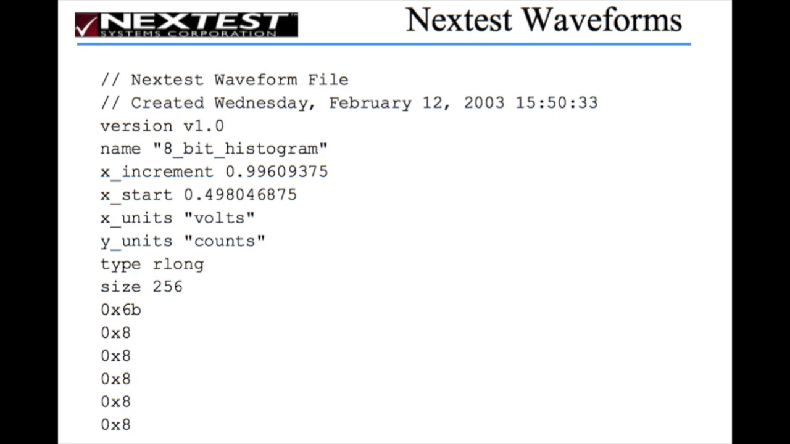The next one is a histogram. So it's an 8-bit histogram. X increment is 0.996 blah blah blah. That's in volts actually. X start is 0.498. X units is volts and Y units is counts. It's an R-long. Now I'll get into this later. I don't want to get into histograms right now, but this is something else you can do with an R-long waveform.